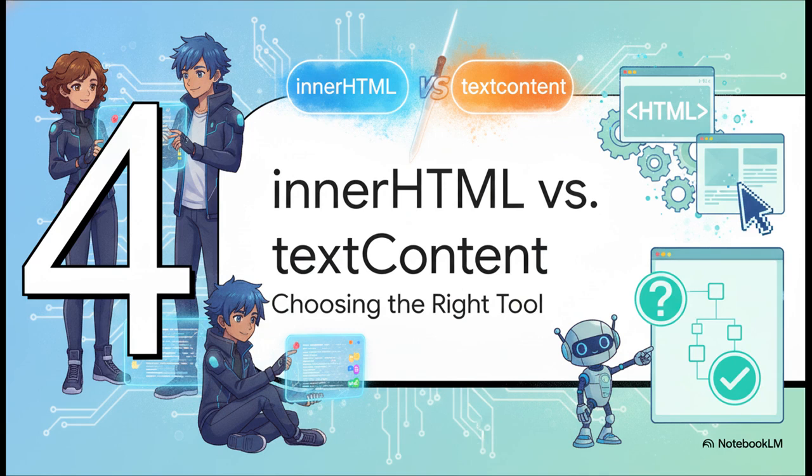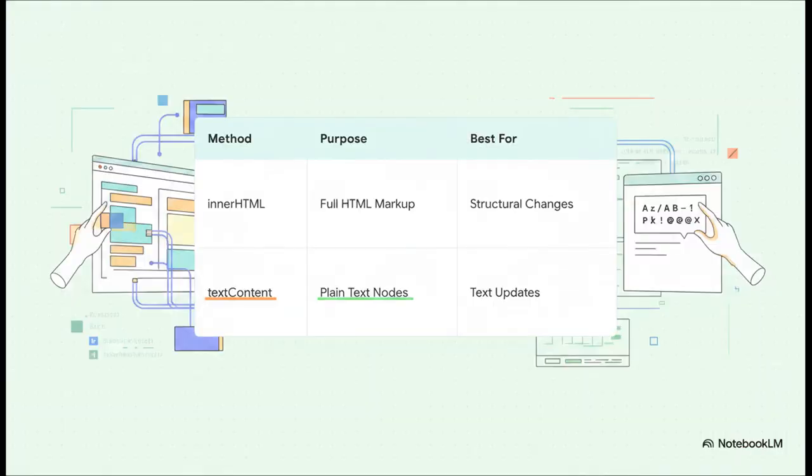Okay, now for the main event, innerHTML versus textContent. How do you choose the right tool? Let's make this decision crystal clear so you never have to second guess it. On one side, innerHTML gets or sets the full markup. You grab this tool when you need to make structural changes to the page itself. On the flip side, textContent strictly gets or sets text nodes. You use this one for plain text updates only. If you categorized them like this in your head, grabbing the right method becomes absolutely effortless.